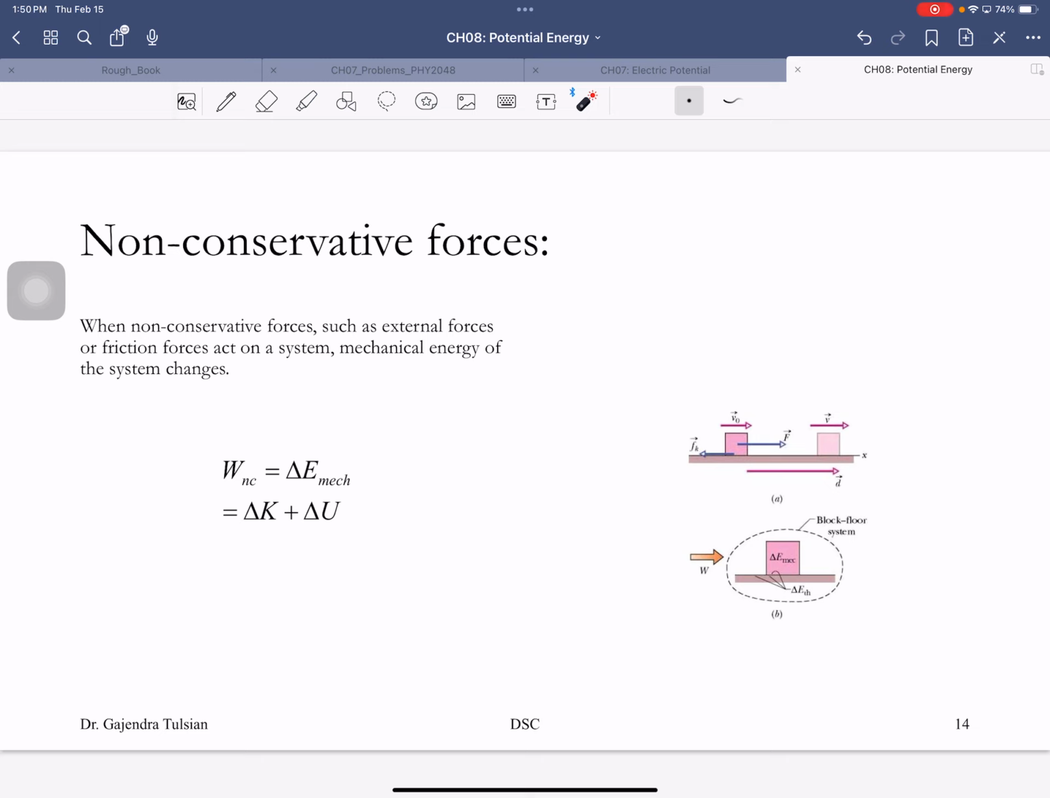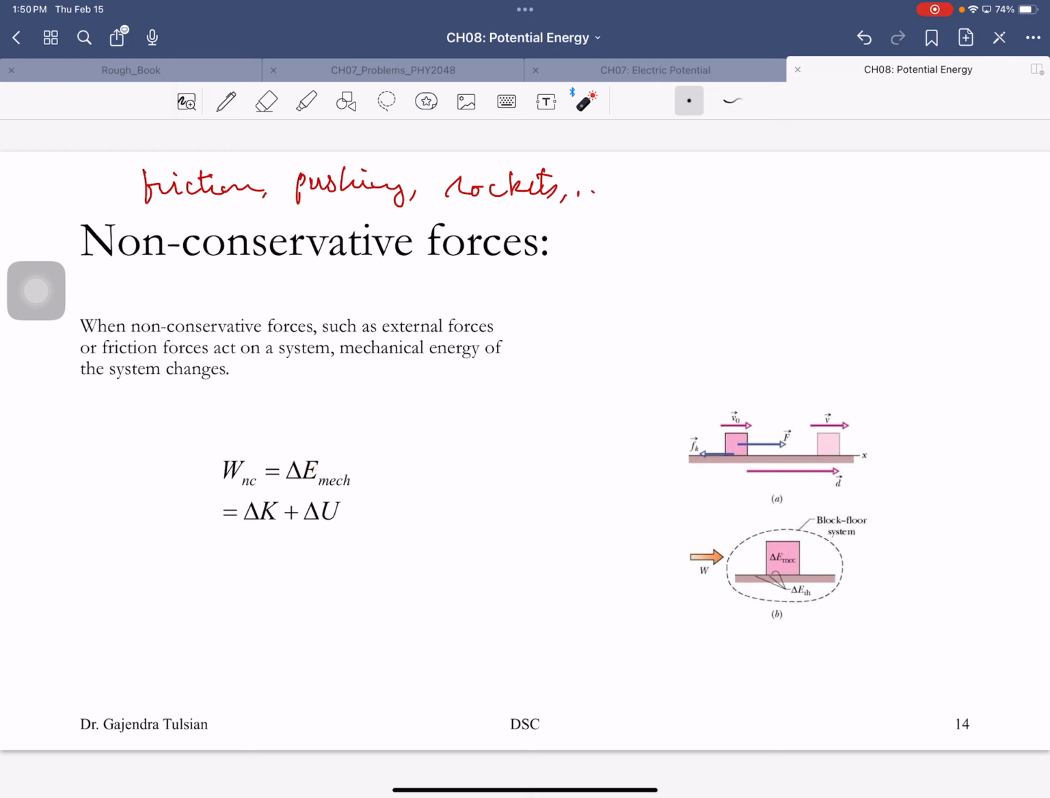All right, when non-conservative forces are present, what are these? Friction, pushing, rockets, etc. So when non-conservative forces are present, you're changing the mechanical energy of the system.